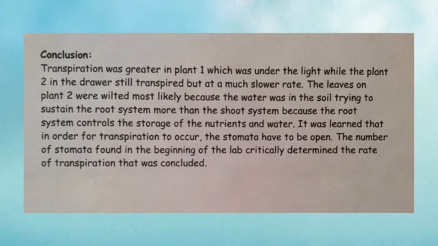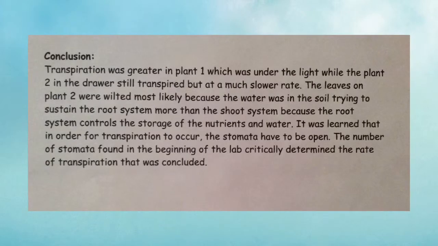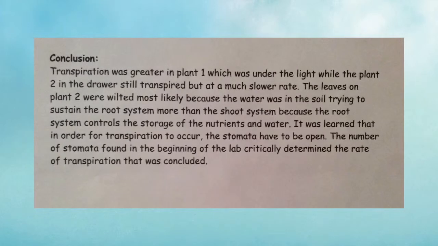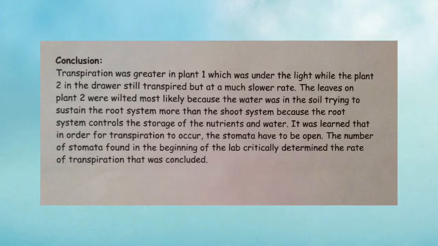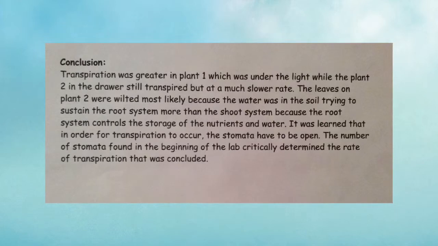In conclusion, transpiration was greater in plant 1, which was under the light, while the plant 2 in the drawer still transpired but at a much slower rate. The leaves on plant 2 were wilted, most likely because the water was in the soil trying to sustain the root system more than the shoot system, because the root system controls the storage of the nutrients in water.